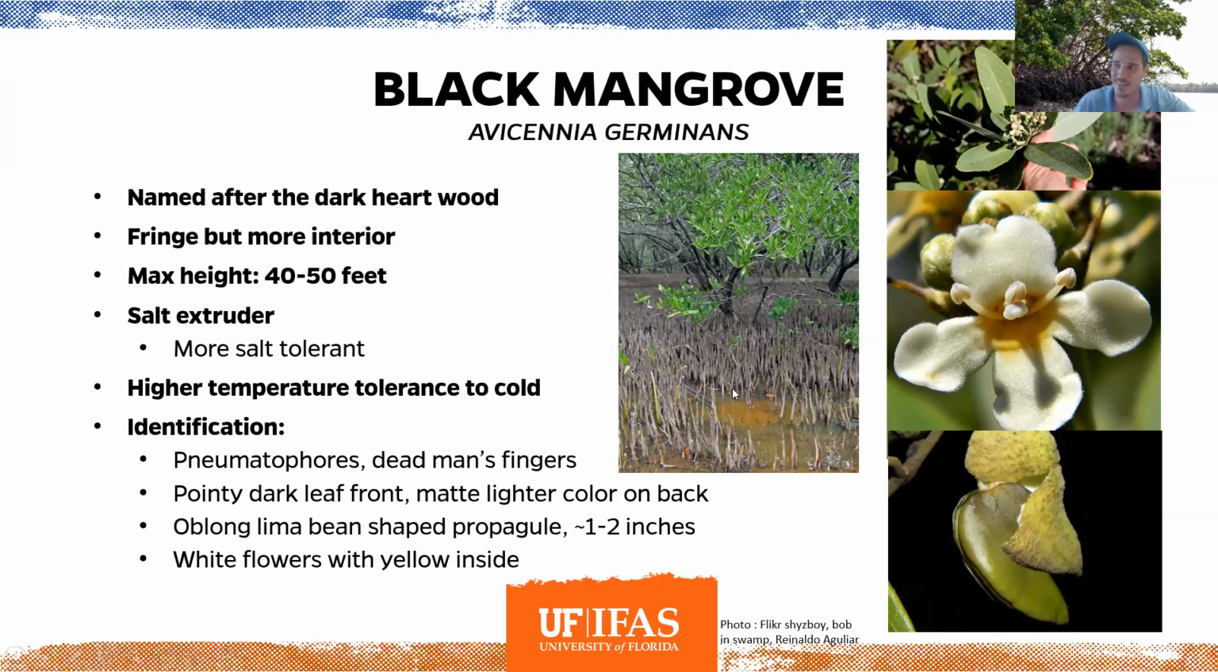Prop roots are probably the easiest, and then probably by their propagules, the third, which are about 1 to 2 inches in length. They're lima bean shaped, and they have about 110-day propagule viability. So less than the white mangrove. So their ability to expand is a little bit less with that floating dispersal method.